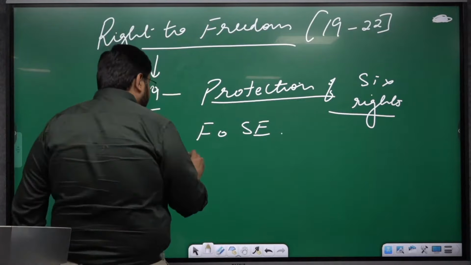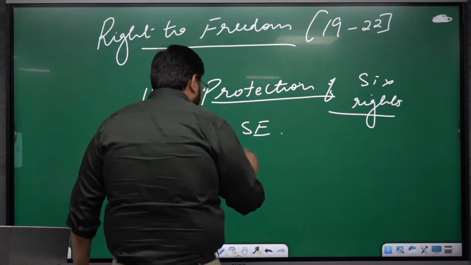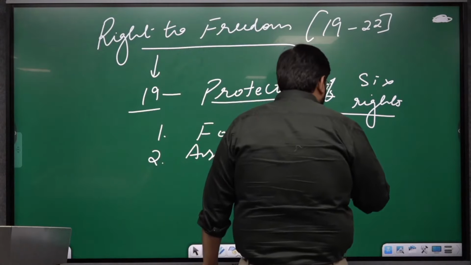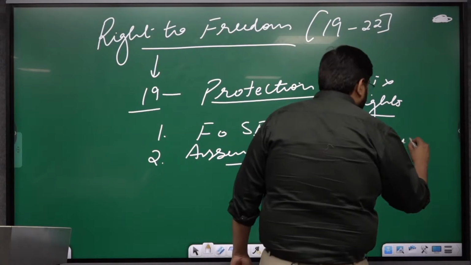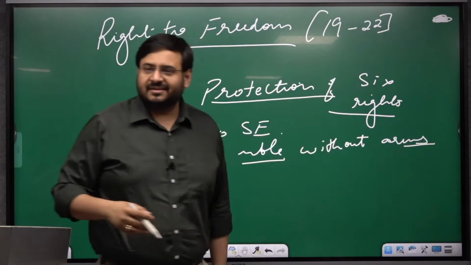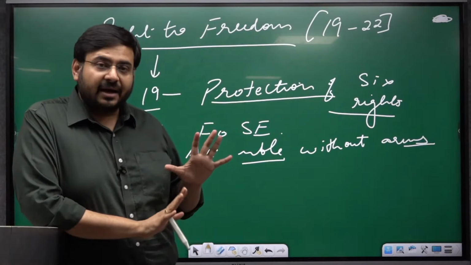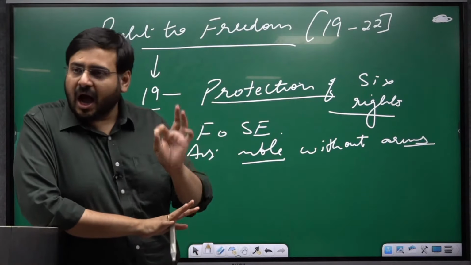So you have the right to assemble, but without arms. It is not that you come with your dhanush baan, saying let us assemble, let us have expressions. Okay, you can assemble without arms.